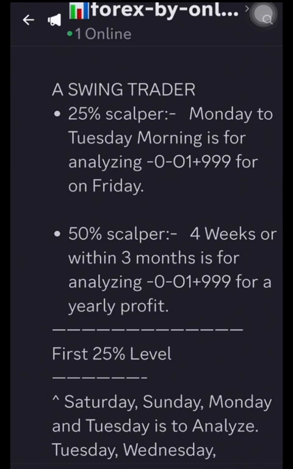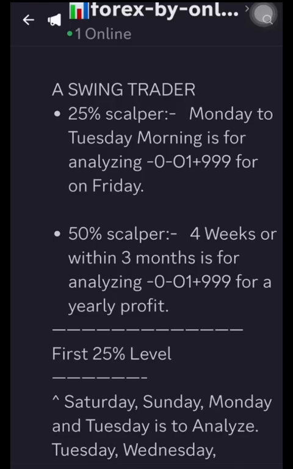So under a swing trader, the 25% scalper, I'm still talking about the strategy that I used to cross into a swing trader. I've talked about the day trader already. On Saturday and Sunday, under a swing trader, you can just do Saturday and Sunday. But on Monday to Friday, there's still time, so instead of doing nothing, you can continue this process. This is how it will be faster for you.